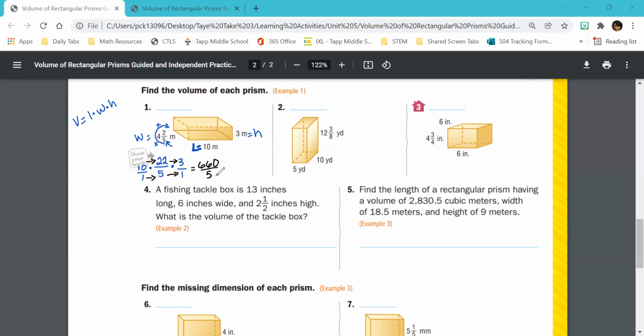Now I can put this into my calculator, 660 divided by 5. And I get an answer of 132. So my answer for the volume of this rectangular prism is 132 meters cubed, or we can call it cubic meters.